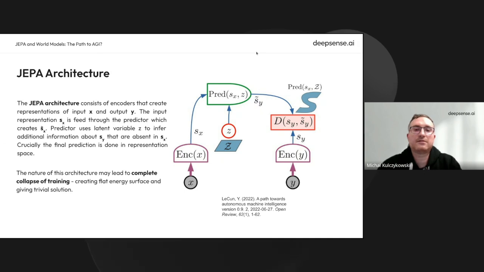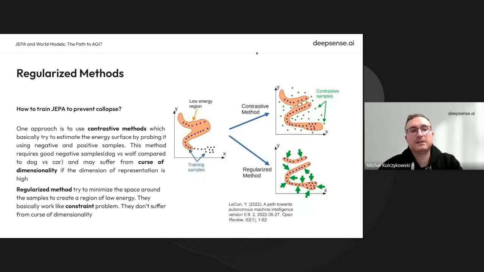This approach has one drawback, and that is that it can lead to collapse of the training. And that happens, for example, if the z is so big that it can represent every possible output bypassing the input, creating basically a flat energy surface. So how do we prevent the collapse? There are two approaches.